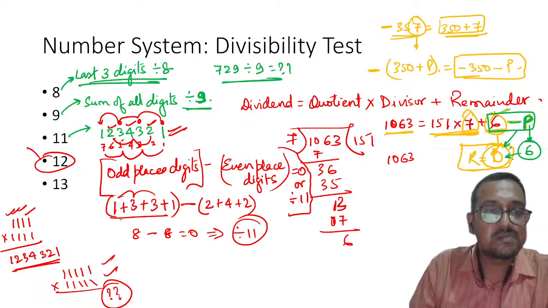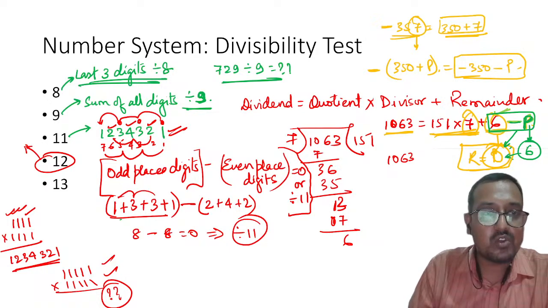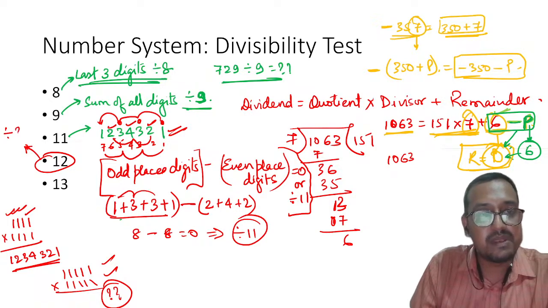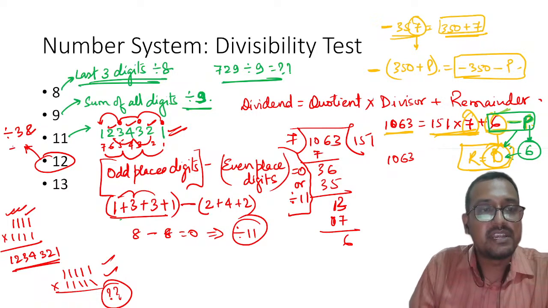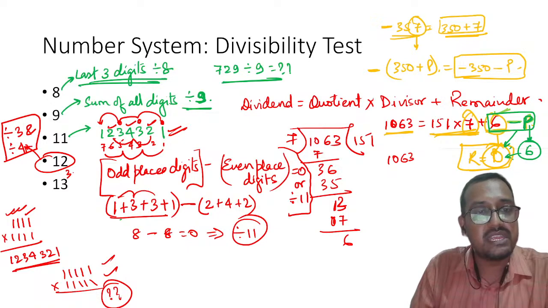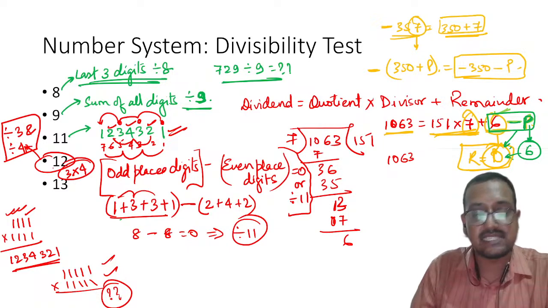12th, my dear students, please remember, when I talk about 12th, it should be divisible by 3 and divisible by 4. Why? Because this is a multiple of 3 into 4, just like 6. Understood?